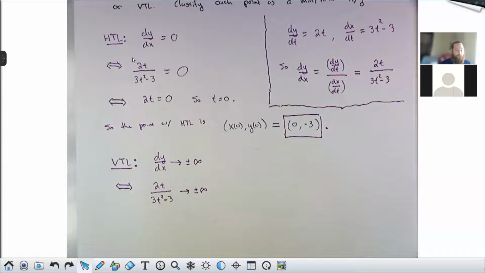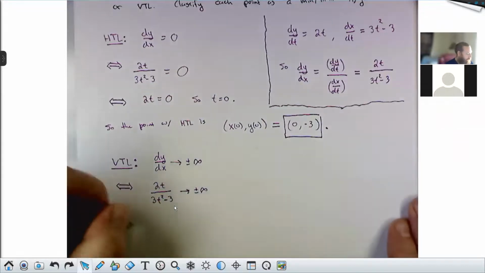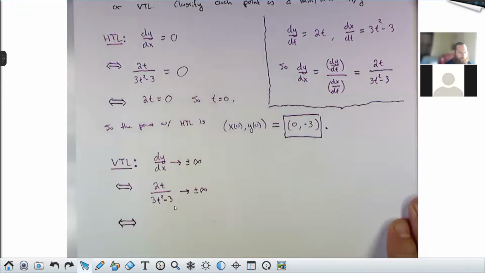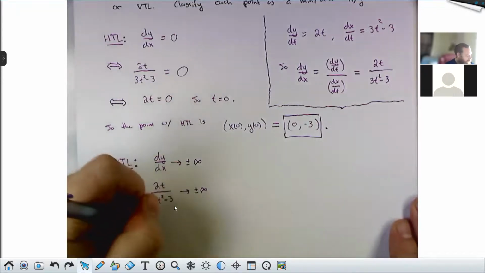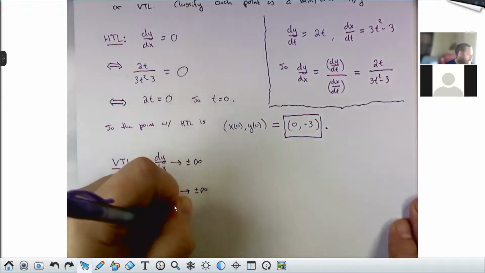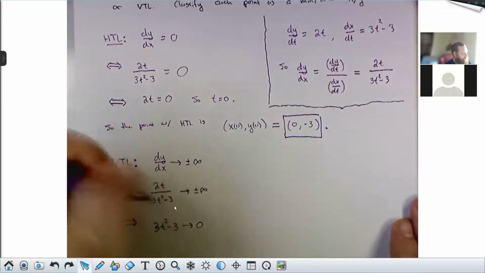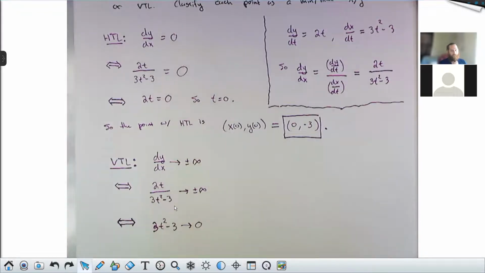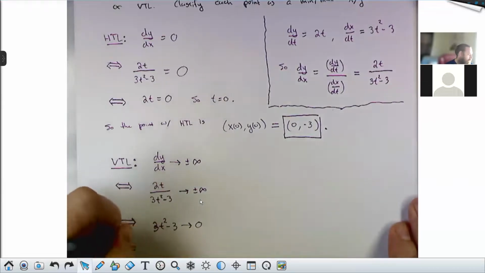Fractions are 0 when their top is 0. Fractions blow up to infinity as the bottom goes to 0. Right? Think about 1 over x squared. As x goes to 0, both of those go to either positive or negative infinity. So this will happen when 3t squared minus 3 goes to 0. And since this is a polynomial, we can just set this equal to 0.